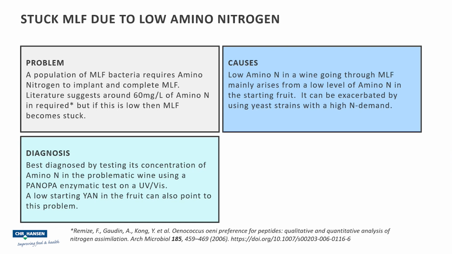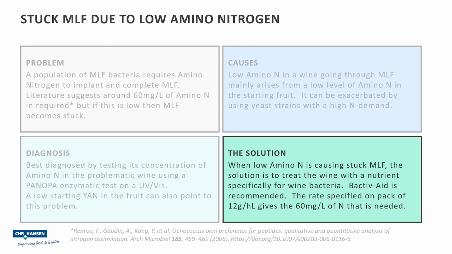So what is the solution? Well, it's very easy. A low amino nitrogen can be addressed by using a specific MLF nutrient. In Hansen, we recommend our product Bactivate because it's designed specifically for wine bacteria, and it's different from a yeast nutrient, which is obviously designed for yeast. Bactivate is designed specifically for bacteria. And normally the standard rate would be 12 grams per hectoliter.